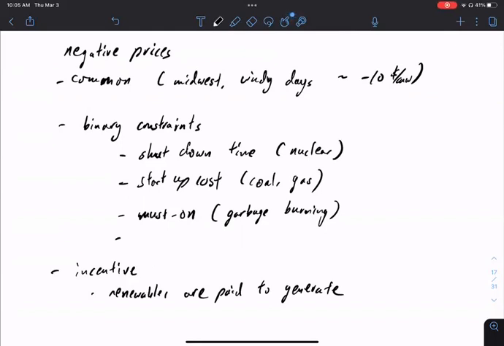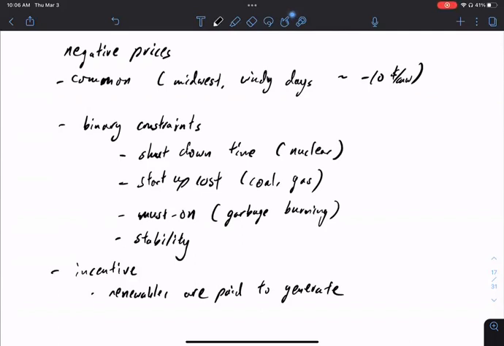So some generators you cannot shut. You're there because you provide stability service to the grid. So you have to be on no matter what the price is. Okay, so stability purposes. Okay, so this is why.